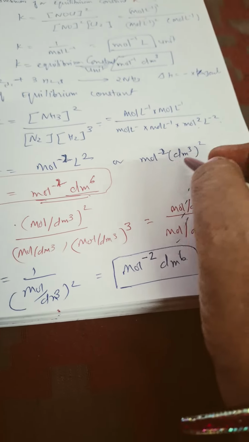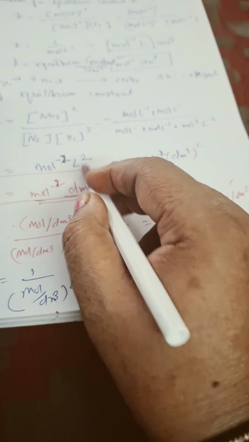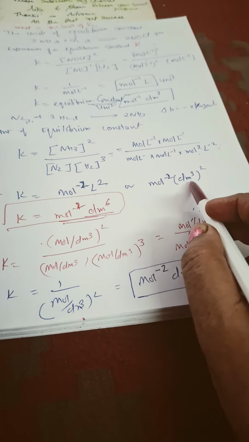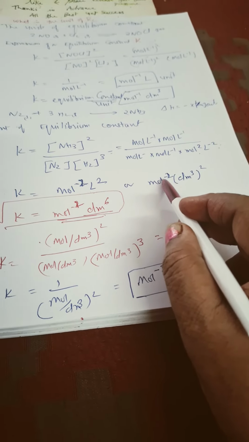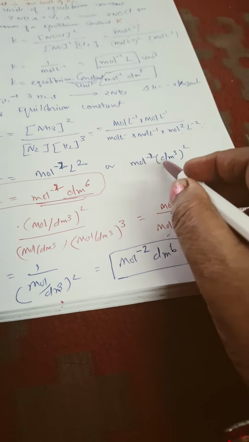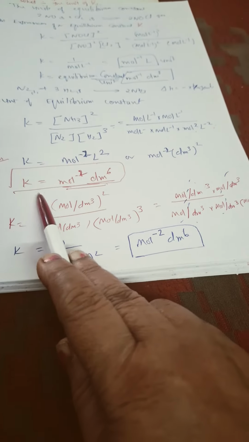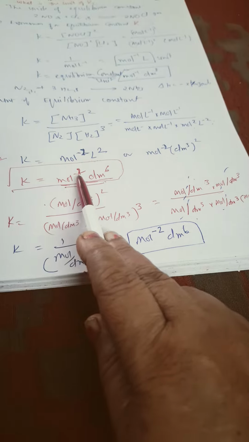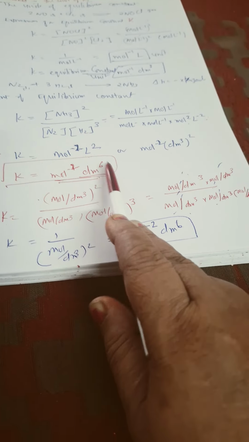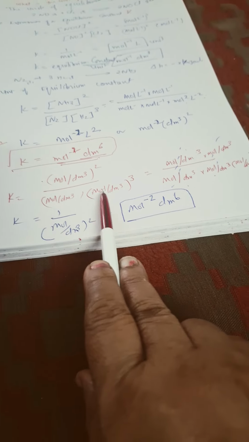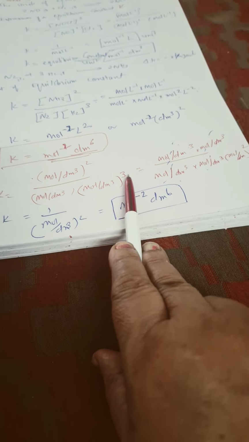Or in terms of mole per dm cube, if we express liter in dm cube terms, at that moment it is mole power inverse 2 multiplied by dm cube square, or we can write mole inverse 2 dm6. Now how do I find out this? I have written mole per dm cube squared of mole per dm cube, mole per dm cube whole cube.